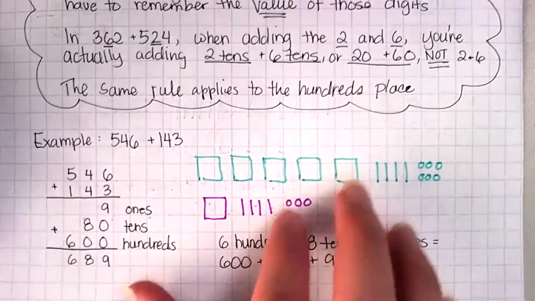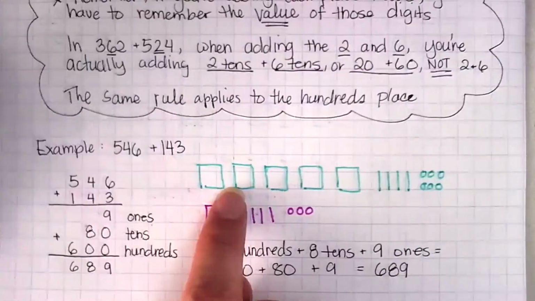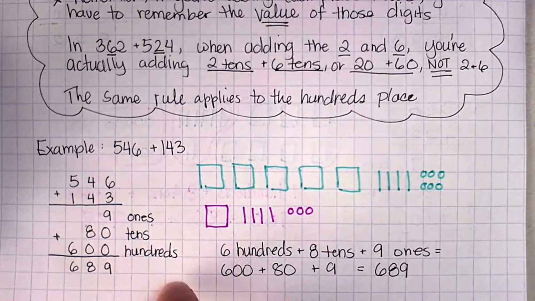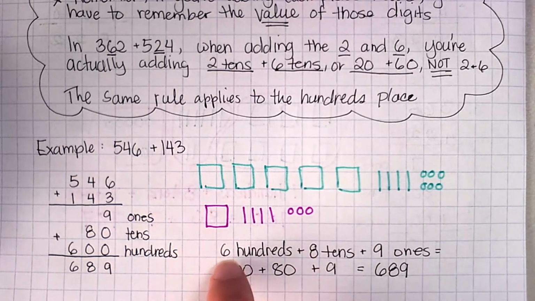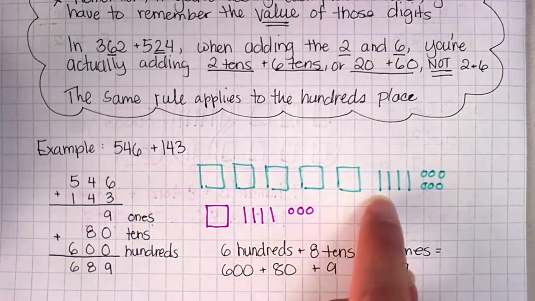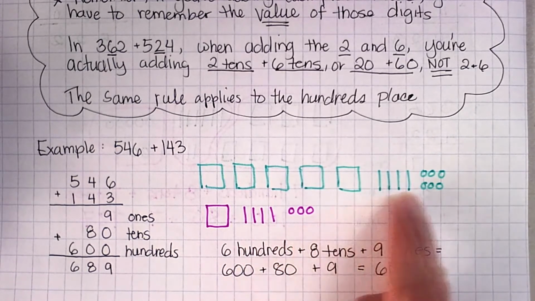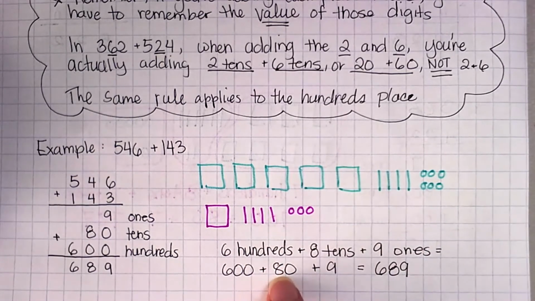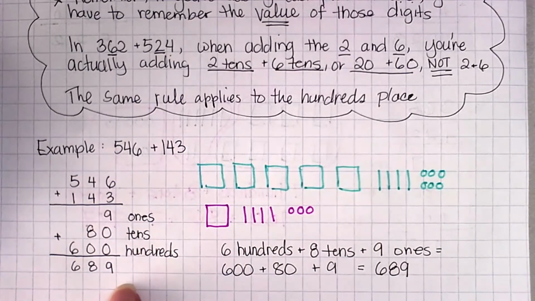So here's another example. 546 plus 143. Now over here, I drew my base 10 blocks. Here I stacked to add using partial sums. So I took my 500s and my 100 gave me 600s. I took my 4 tens and my other 4 tens, which gave me 8 tens, and my 6 ones and my 3 ones, which gave me 9 ones. So 600 plus 80 plus 9 gave me a sum of 689. And you can see how it was stacked and added there using partial sums.